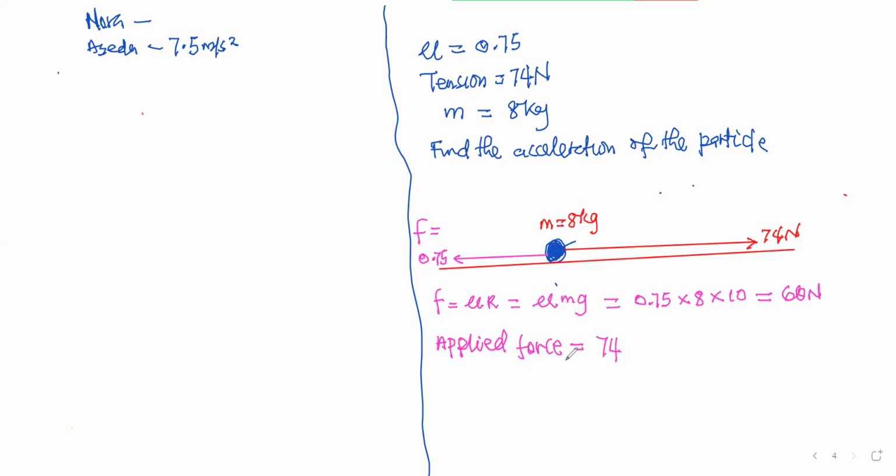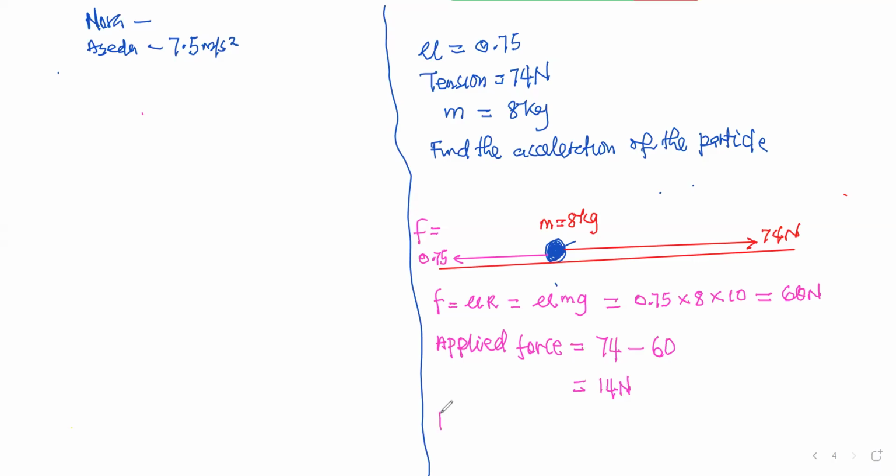So 74, of course, it will accelerate due east because the force due east is greater than the force due west. So 74 minus 60 would be equal to the applied force, and this is 14 Newton. This is the force which is actually causing the acceleration of the body.